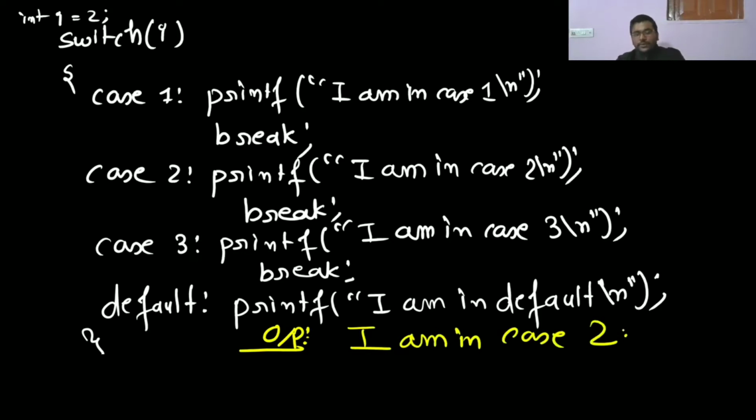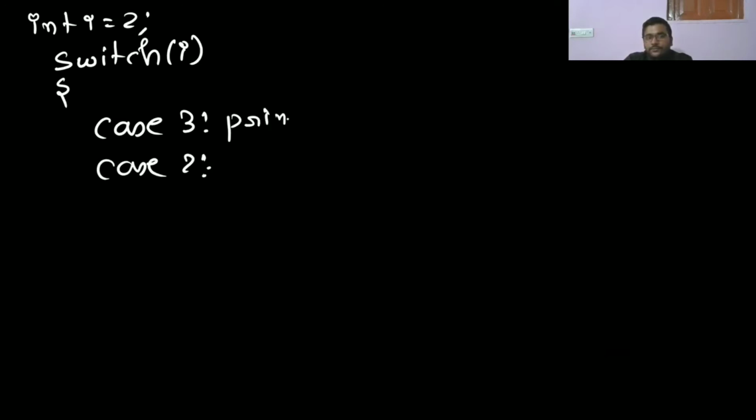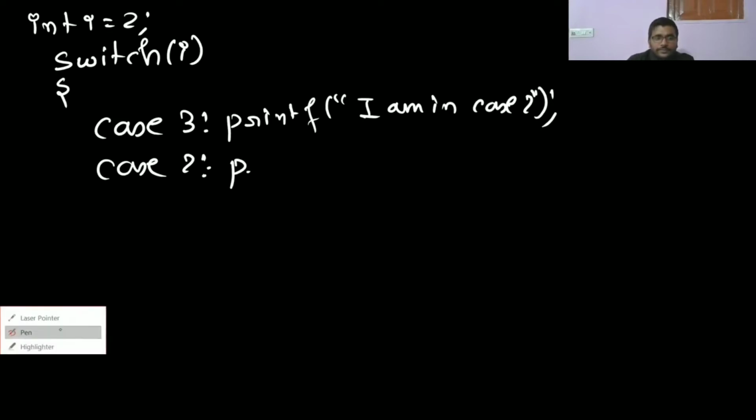Now I have told you that for writing these things in this order, now you can even write the cases and default in any order. Just like int I equal to 2 you are writing. Now in every book you will see that they write case 1 first, then case 2. You can write in any order, case 3, then case 2, then printf I am in case 2. Okay, then printf, this is colon.